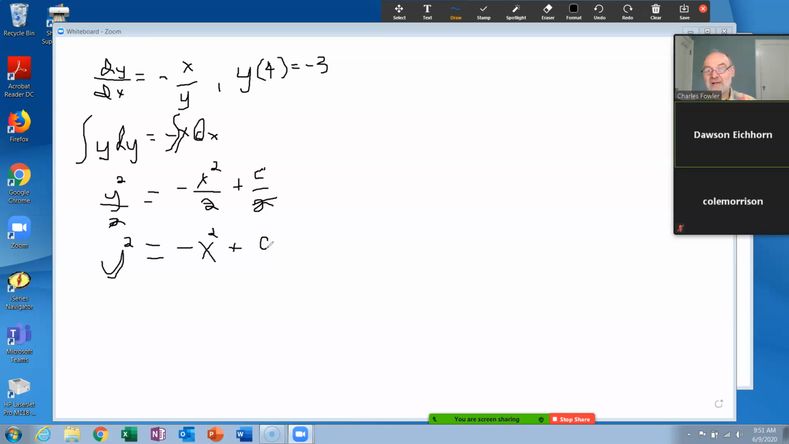Actually, I want to go back and change something. I want my constant to be c squared over 2. Is there anything wrong with that? If c is a constant, c squared is a constant, right? Why would I want to do that? Because then you have y squared plus x squared equals c squared. Only I'm going to write it as x squared plus y squared is equal to c squared. It doesn't matter which way you write it. And what does that give you?